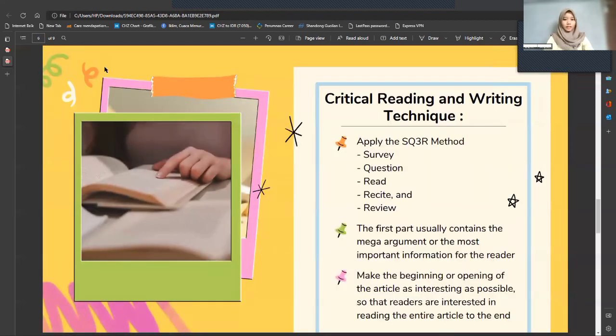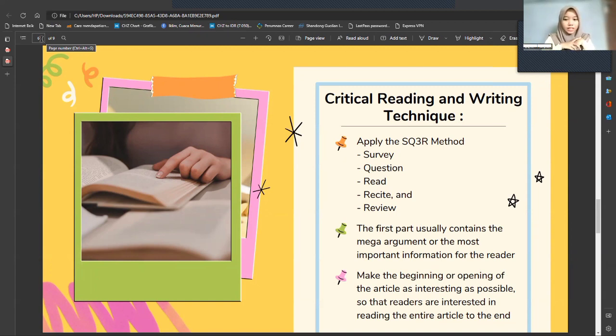Okay, critical reading and writing technique. The first is apply the SQ3R method. The first is survey. At this stage, it can be done by knowing the reading book, such as title of book, author, publisher, year of publication, book printing, outline of the book's content, whether it is according to our needs or not, and so on.